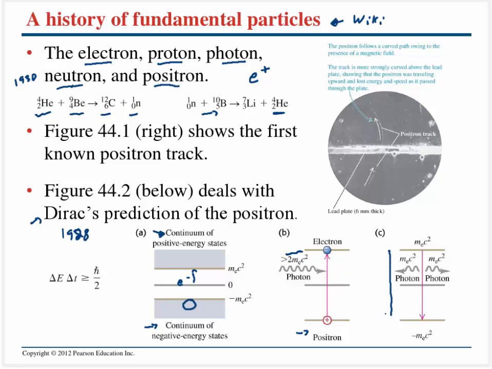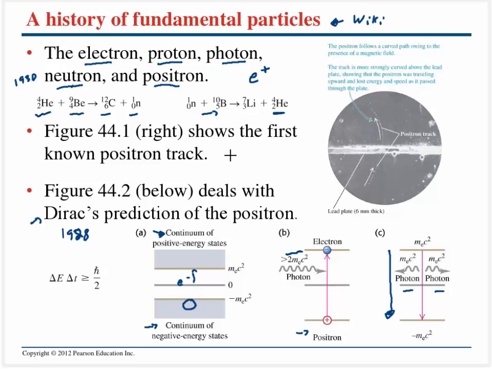If we had an electron that dropped down to that state right over there, it's going to emit two photons, and it has to emit two. It has to conserve energy, and it also has to conserve momentum. Remember that photons do have some momentum to them.